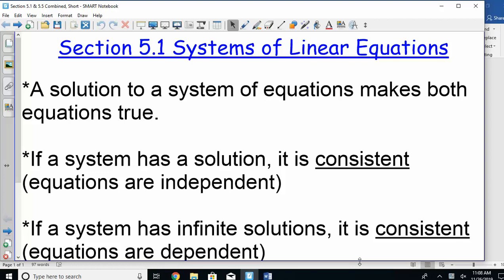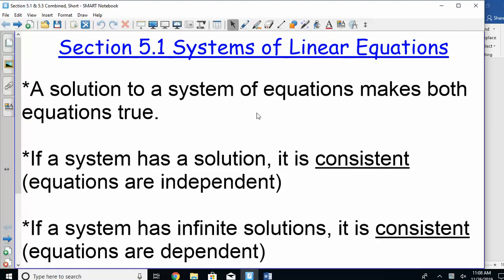In general, when you solve a system of equations, it's a solution that makes them both true. I said both, but we could have more than 2 equations, so it makes all of the equations true. If it has a solution, then the term we use for that is called consistent.